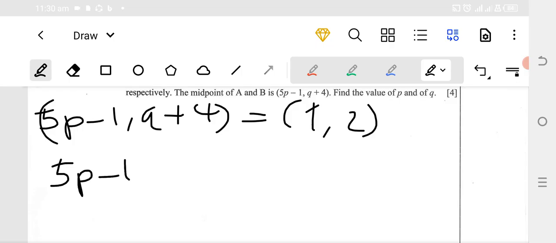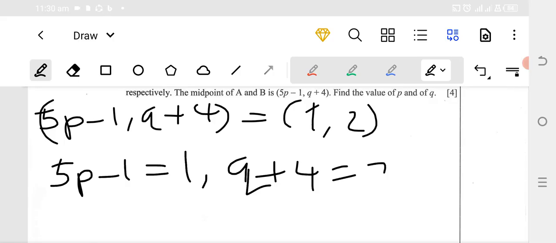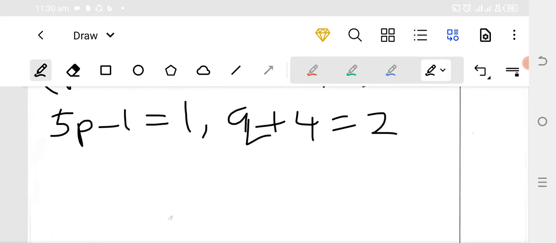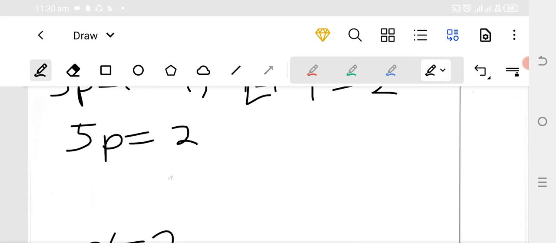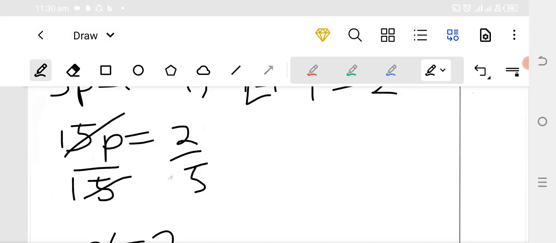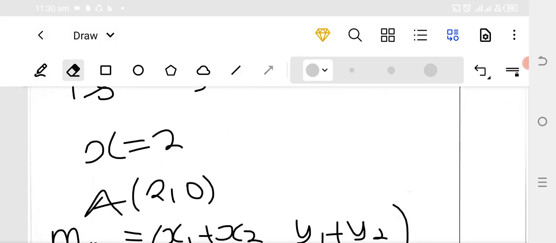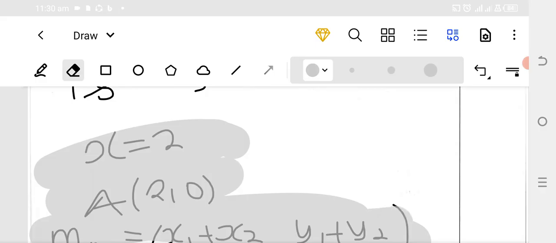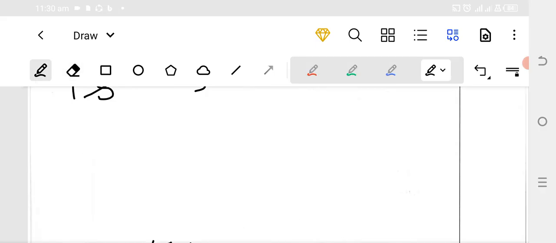5P minus 1, sorry, is equal to 1, comma, Q plus 4 is equal to 2. So 5P is equal to 2. Let us solve this simple equation. You divide both sides by 5. 5 can go into itself 1, 5 can go into itself 1. So we are trying to find the value of P. So P will be equal to 2 over 5.